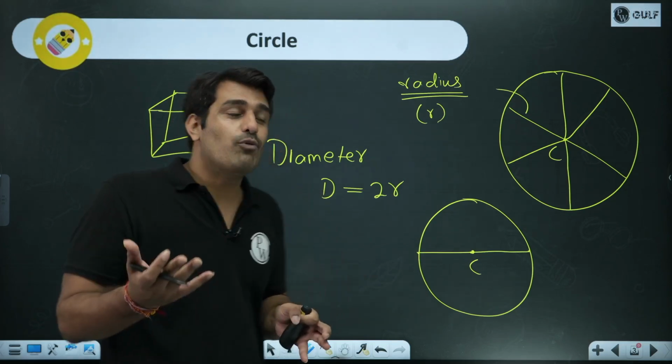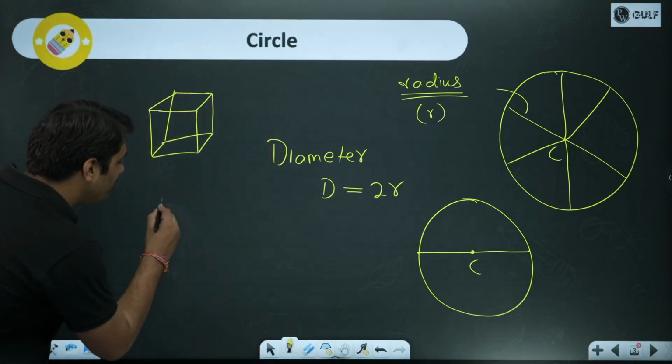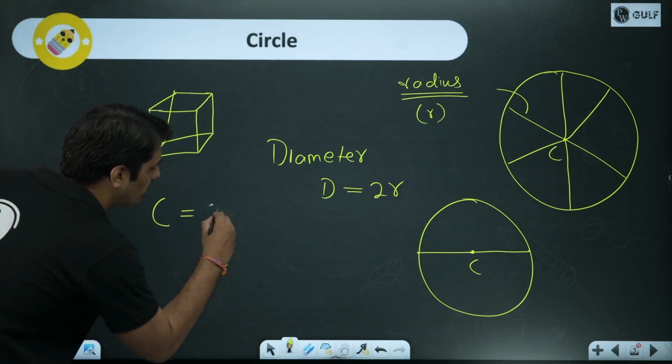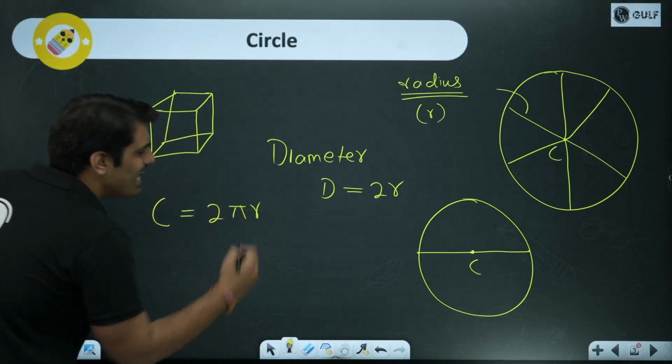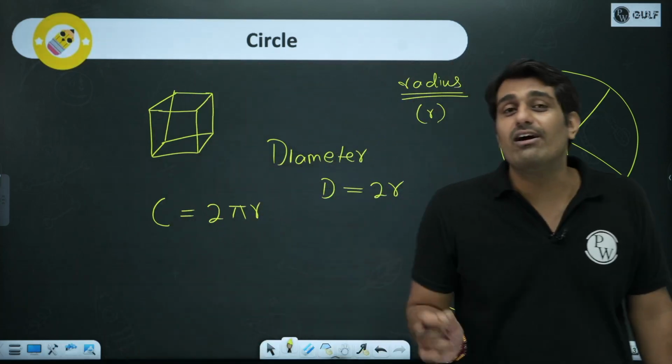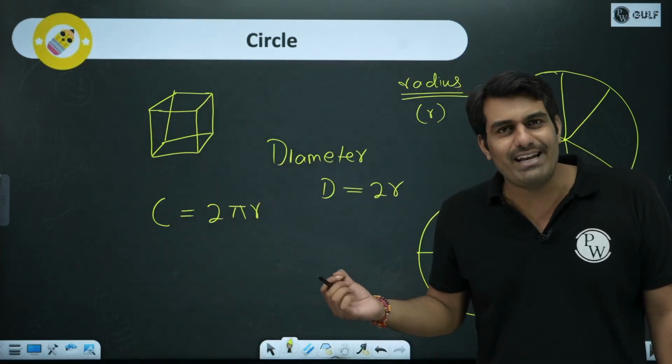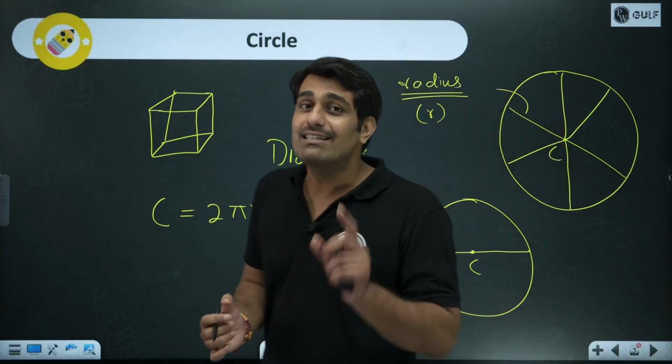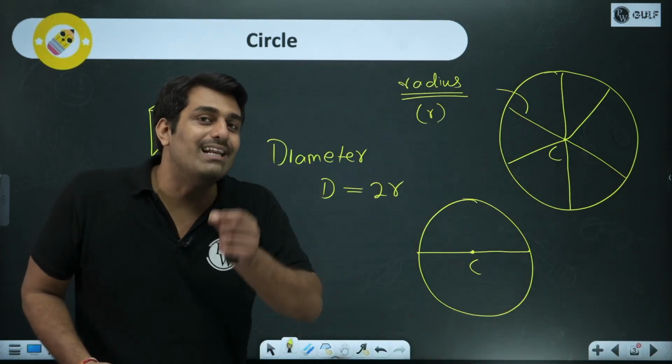Other than that, what is required? The requirement is circumference. Circumference is 2 pi r. What exactly is circumference? We generally talk about a term called perimeter. Over here, we call perimeter circumference. Circumference, or the perimeter, is the boundary length.